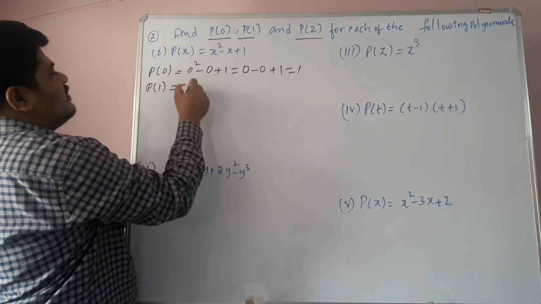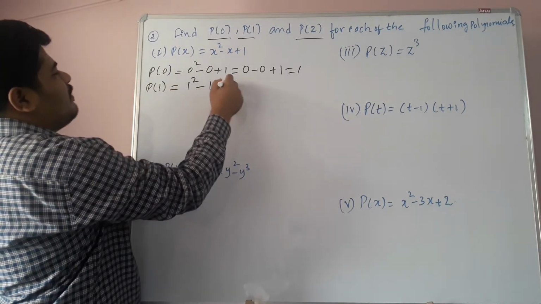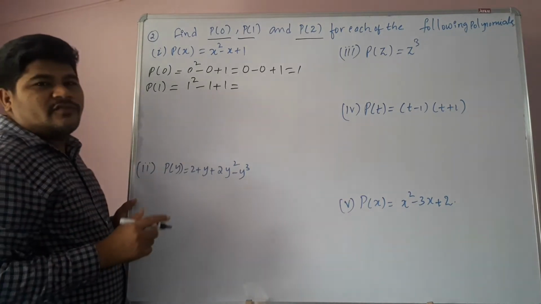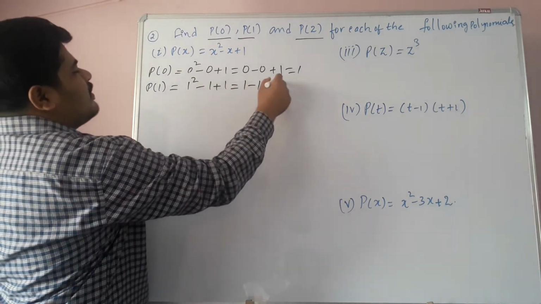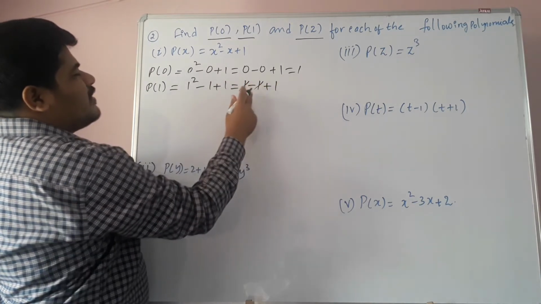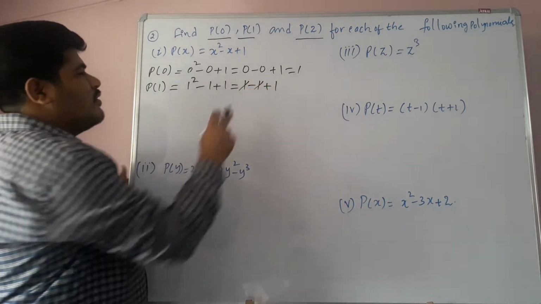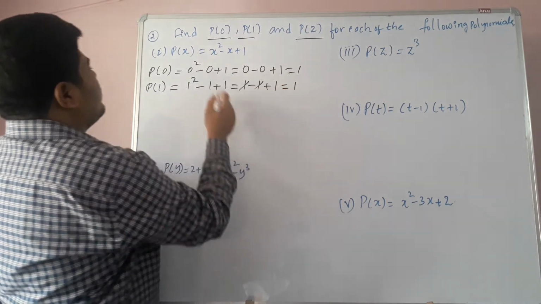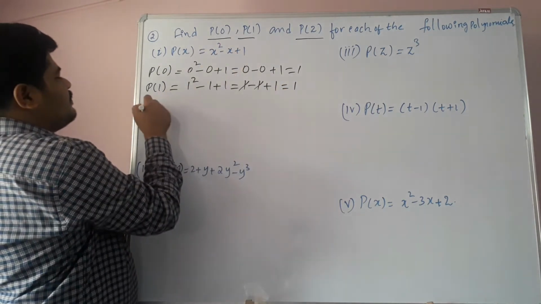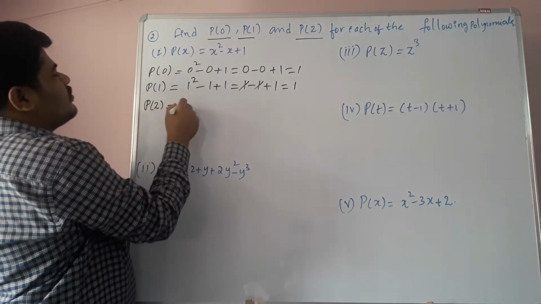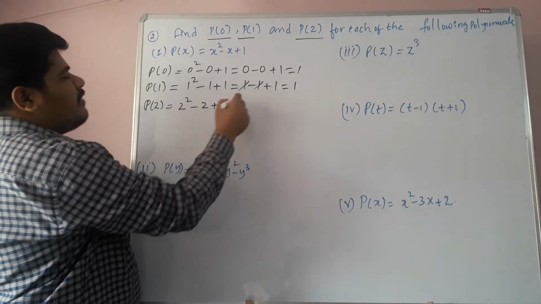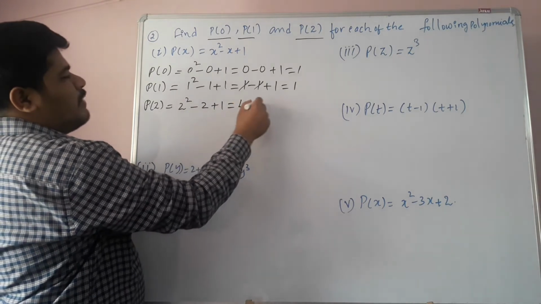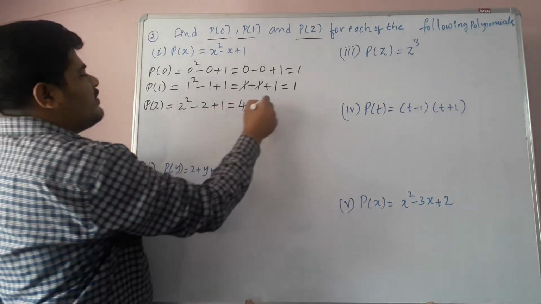Now P of 1. So P of 1 is 1 square minus 1 plus 1. So what is the value of 1 square? 1. 1 minus 1 plus 1. So students, 1 minus 1 means you can cancel it. 1 minus 1 is nothing but 0. 0 plus 1 is what? 1. Now P of 2. Okay. So 2 square minus 2 plus 1. 2 square value is 4, minus 2 plus 1.